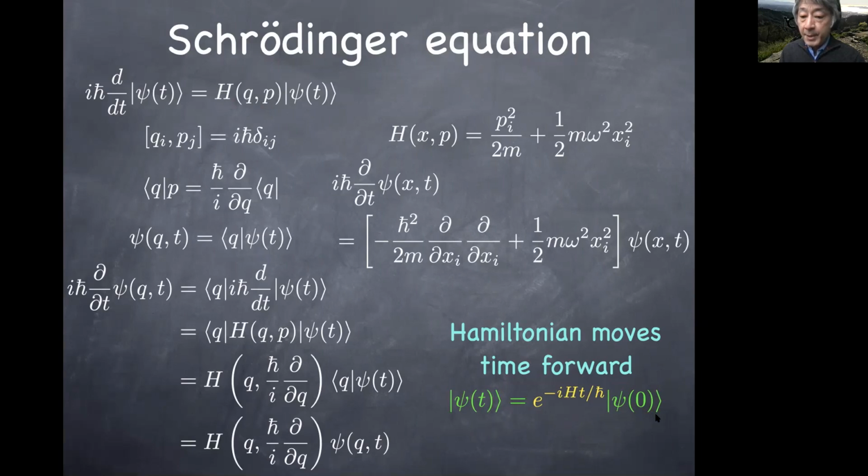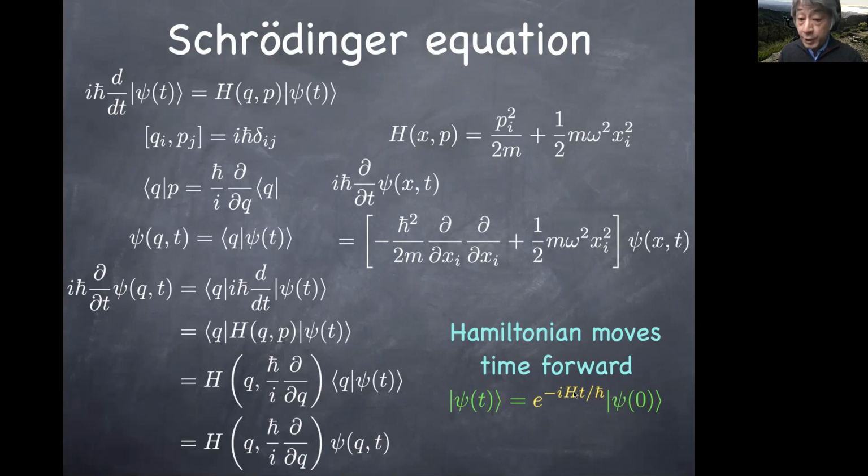So this is what I mean by the Hamiltonian moving time forward. Namely, once you know what the Hamiltonian operator is, that dictates how the state evolves in time by using this exponential of the Hamiltonian operator.